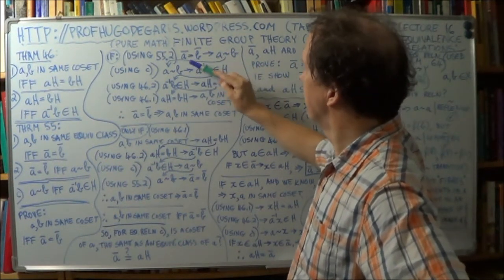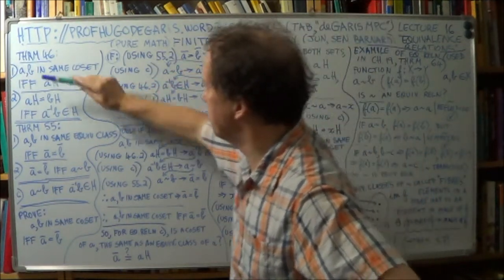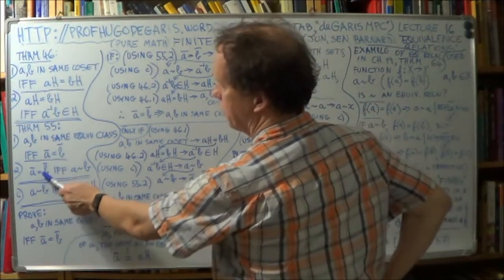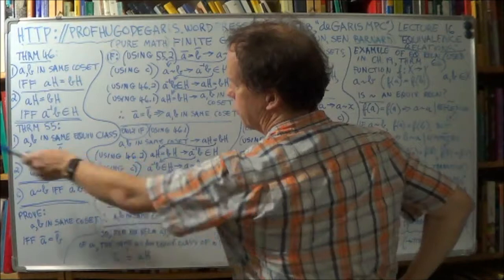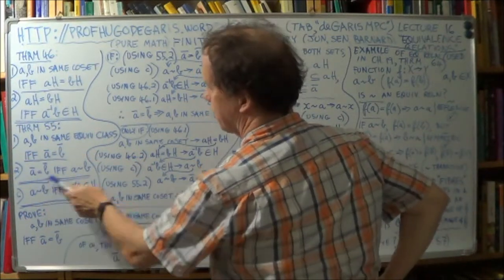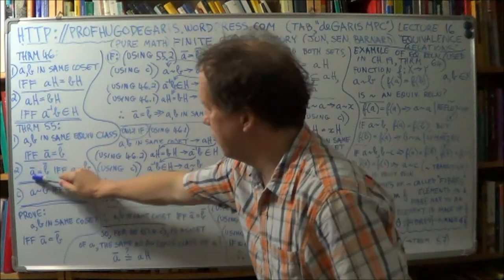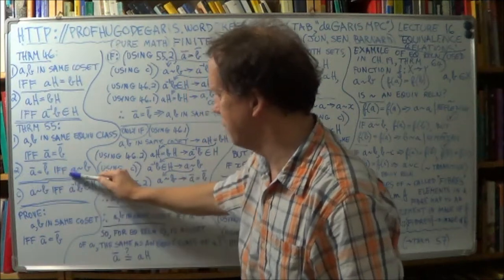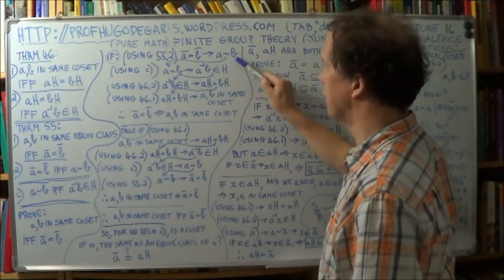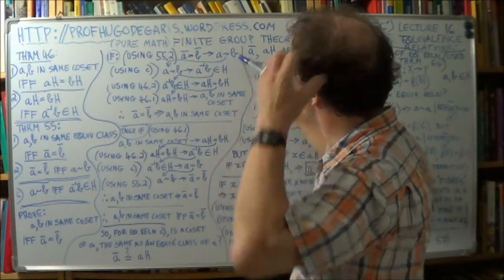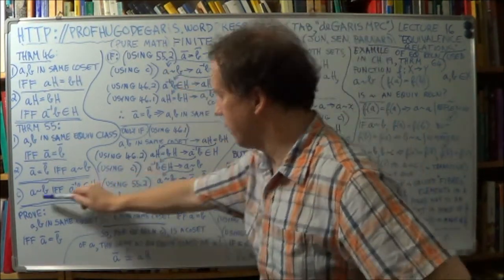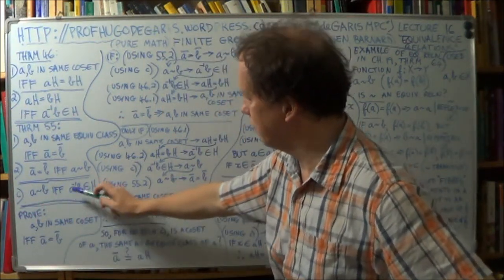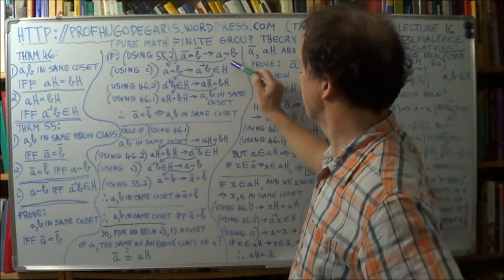Where does that come from? Well, using 55.2. Here's 55.2. If A bar equals B bar, now this is an if and only if, it goes both ways, right? So if that's true, then this is true. Now we started with that here, so we can deduce that from 55 part 2. So we can deduce this, and there it is. Okay, so now we have this. Now using C, if we have this, we can go from left to right and prove that A inverse B belongs to H, right? So we prove that.